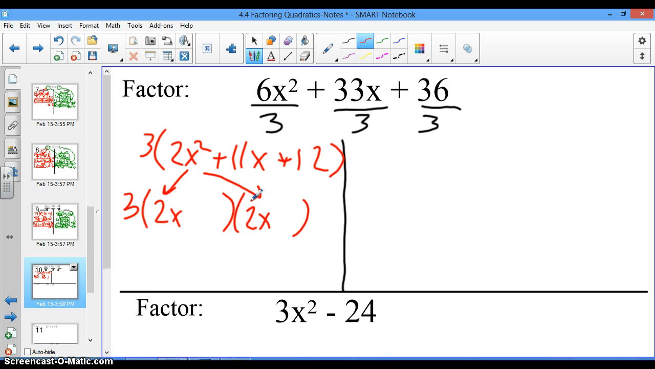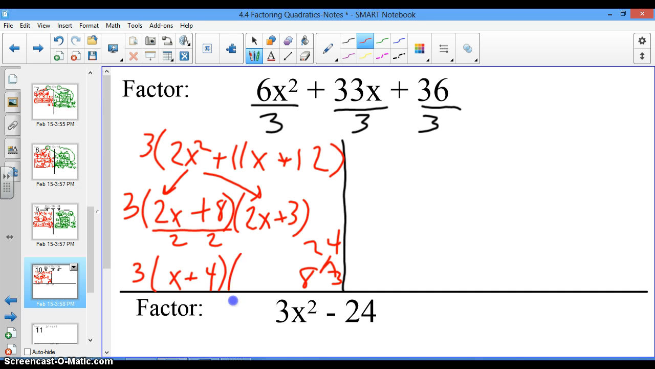Now multiply your first and last numbers. 2 times 12 is 24. Two numbers that multiply to 24 but add up to 11 are 8 and 3. So plus 8 and plus 3. The only parenthesis that can be simplified is this one. I'm going to divide them by 2. So I have 3 parentheses x plus 4. The other one can't be simplified, so it stays 2x plus 3.